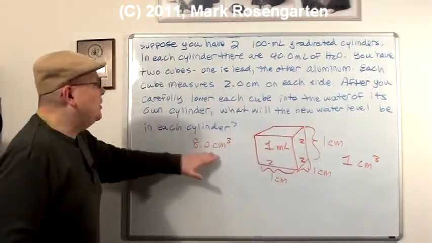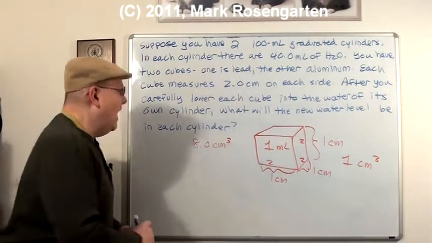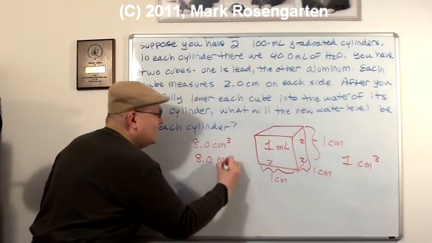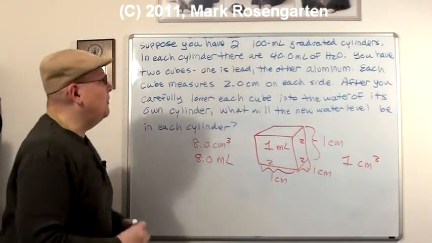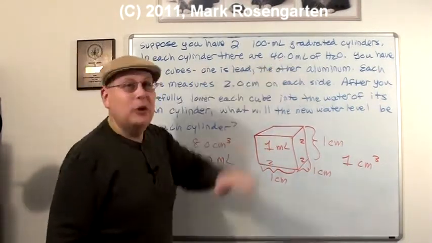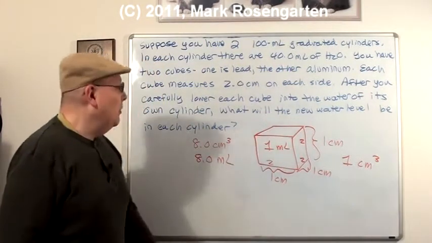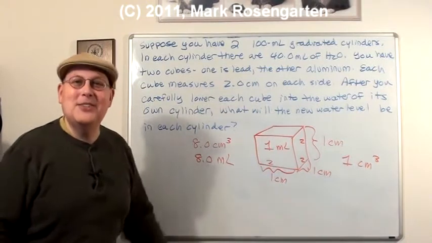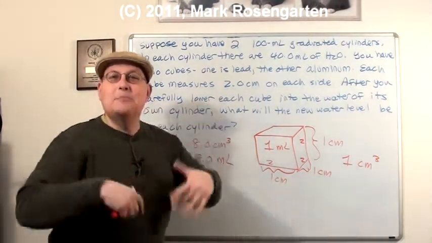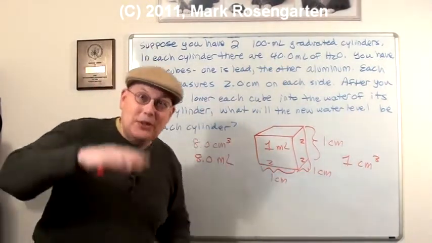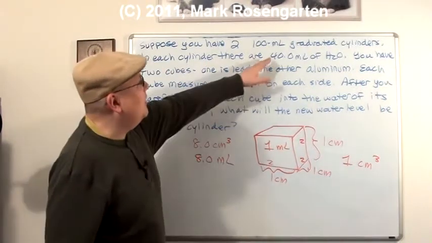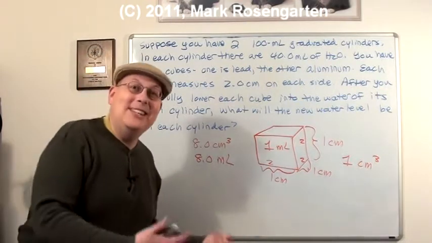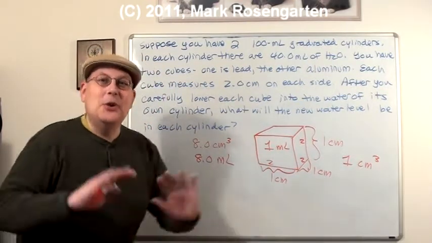Well, since a cubic centimeter is the same as a milliliter, 8 cubic centimeters would be the same as 8 milliliters. So if the original volume of water was 40.0 milliliters, well, when you add the cube to it, since the cube has a volume of 8.0 milliliters, it'll cause the water to rise by 8 milliliters, right? Water displacement. So the initial volume is 40 milliliters. Your final volume will be 48.0 milliliters. You don't need density.